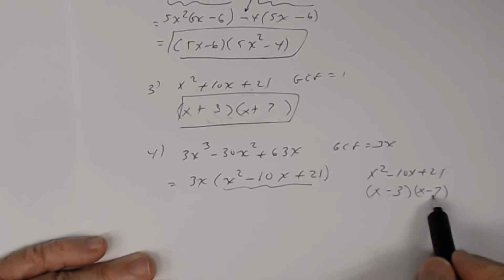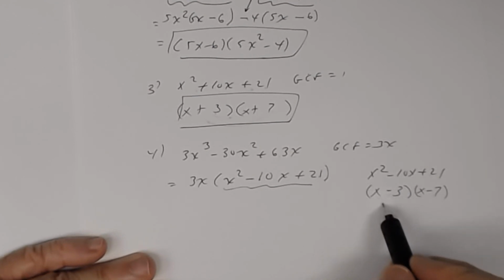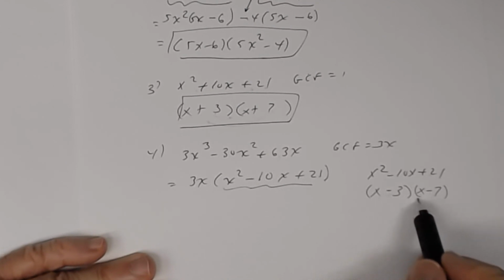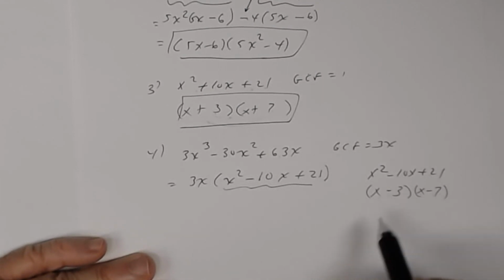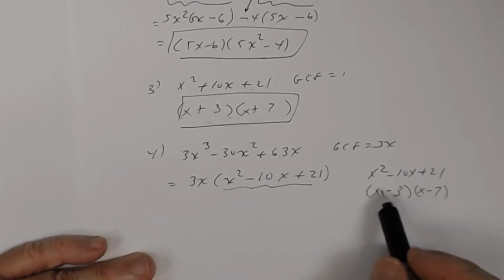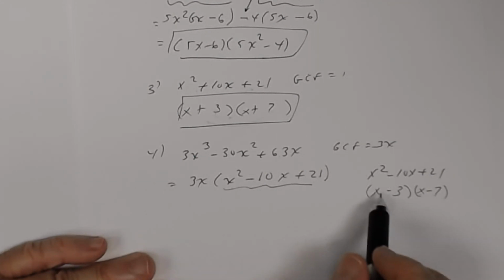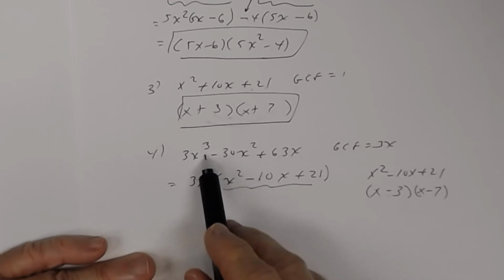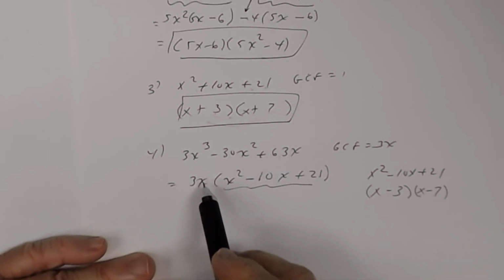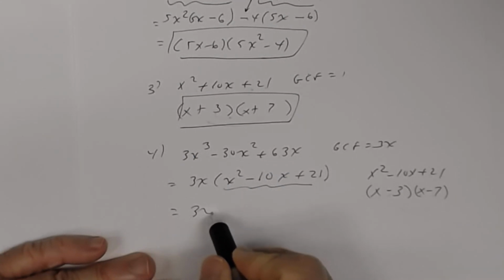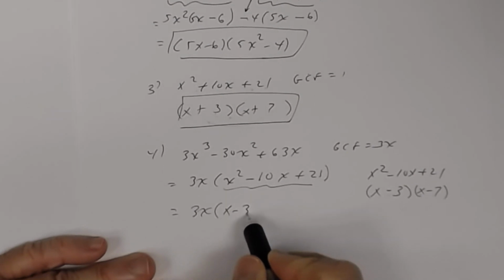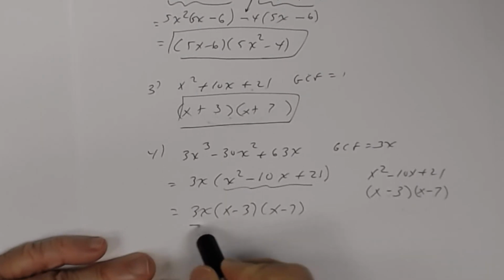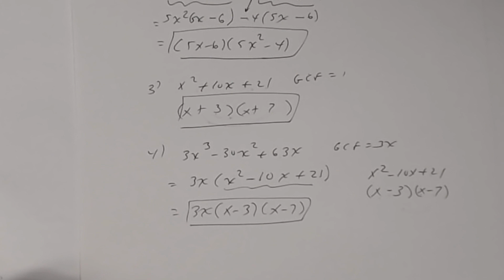A negative 3 times a negative 7 is a positive 21. The outer is a negative 7x. The inner is a negative 3x. And you add them up, you get negative 10x. So this I factored correctly. Now remember, though, that's not the answer to this problem, because remember, we factored out 3x. So I'm going to get 3x times x minus 3 times x minus 7. All right, so that's number 4.